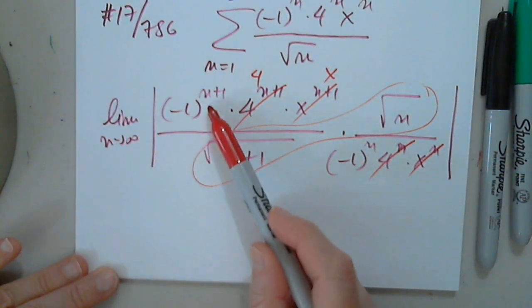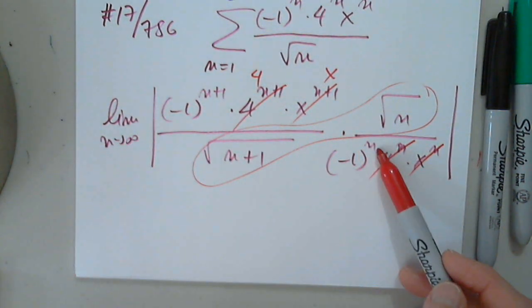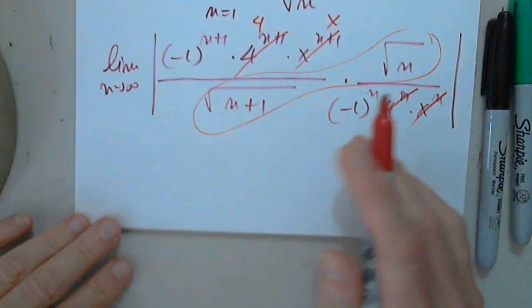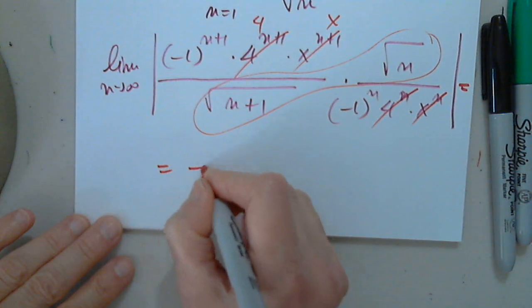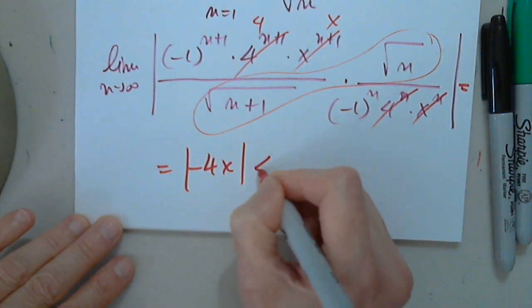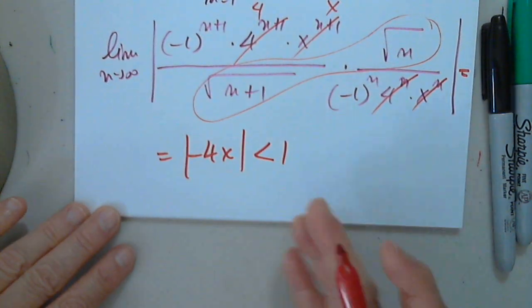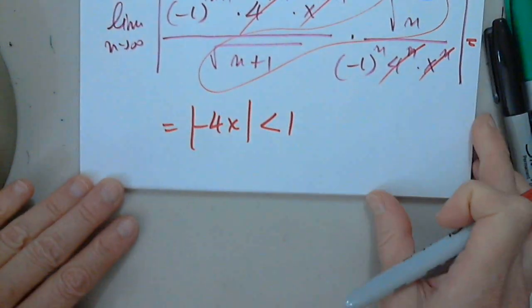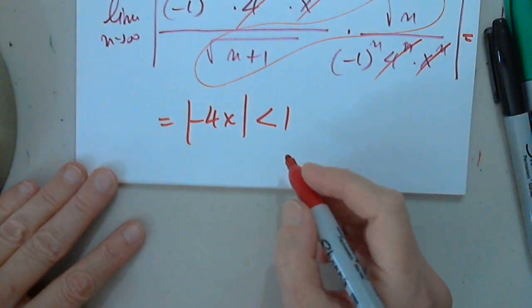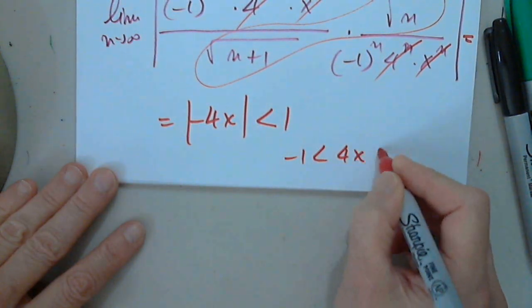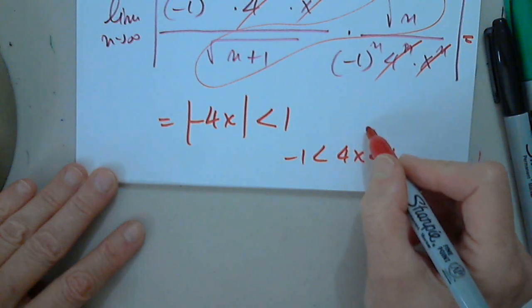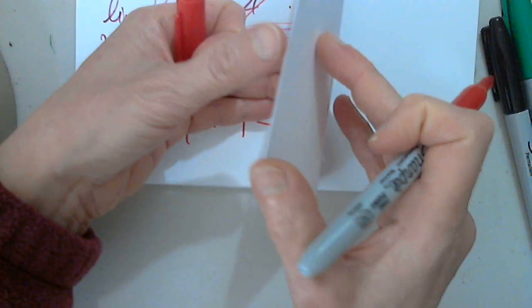So -1 to the n plus 1 minus n will be -1 to the first power, which is negative. So this will be -4x in absolute value, which has to be less than 1. But -4x in absolute value is the same as 4x in absolute value. So I have -1 less than 4x less than 1. I divide both sides by 4, and we get, let me write it on the next page.